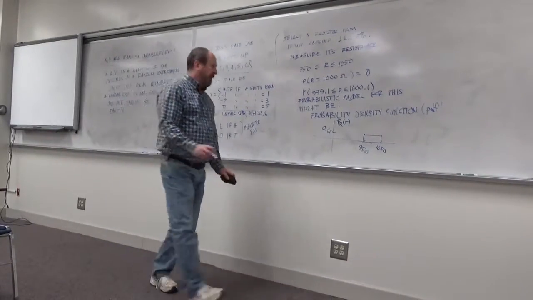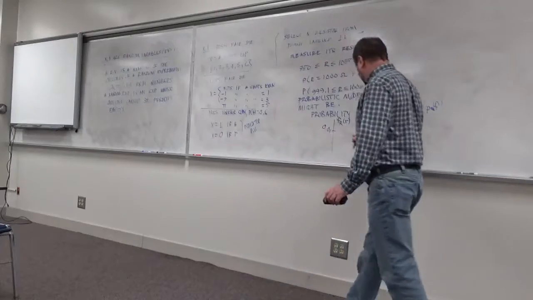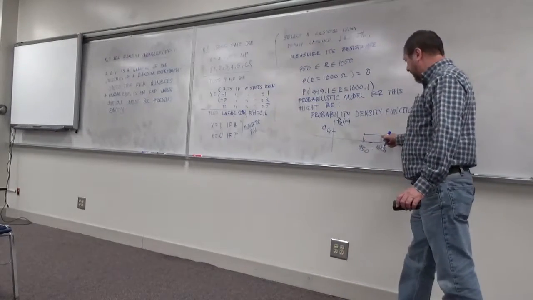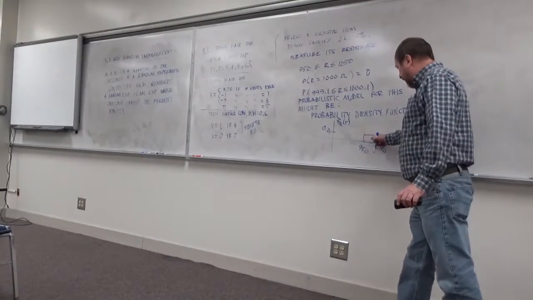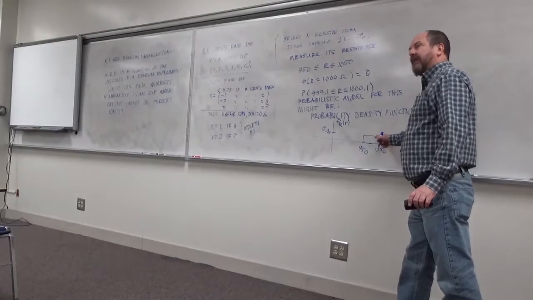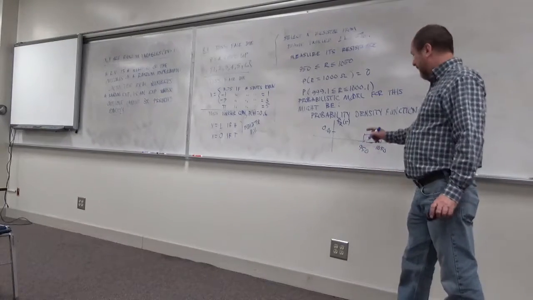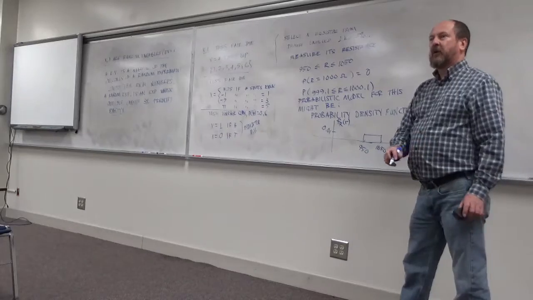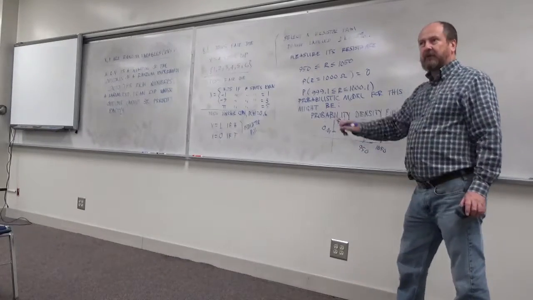And so, if you take the probability that the resistance is somewhere between 950 and 1,050, that's that entire area. And since that's the only place it can be, it has to have an area of 1, and therefore the amplitude is 0.01.